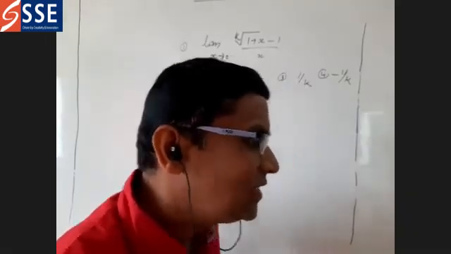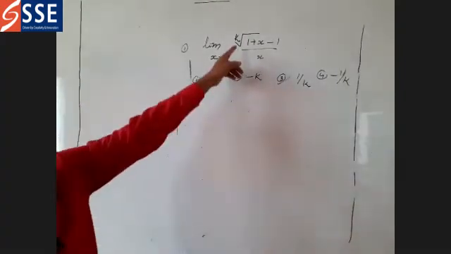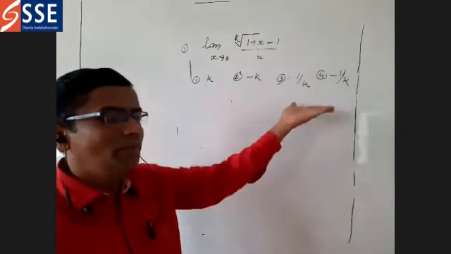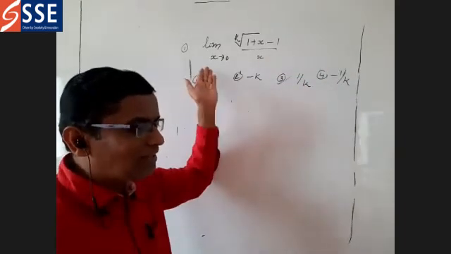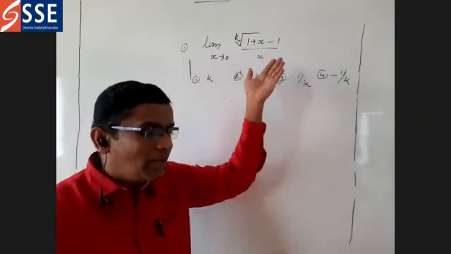1 by k, C is the option. Why? Because I already told you one formula: limit x tends to 0, pth root of 1 plus x minus 1 by x is equal to 1 by p. The same question is asked in the form of k, that's all.